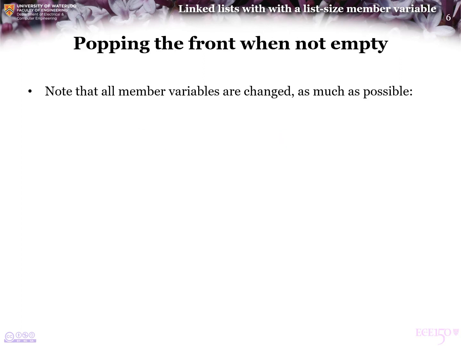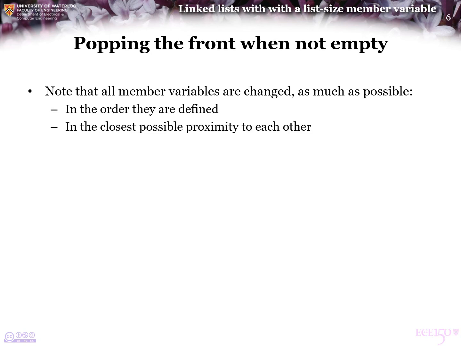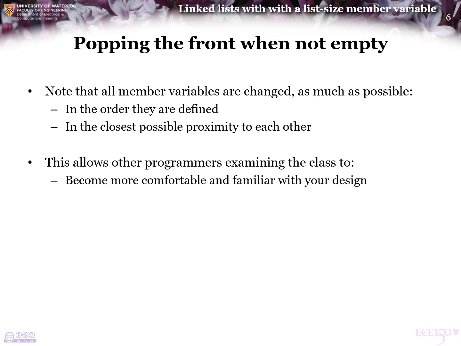Now, note in the changes that we just made that all member variables are changed as much as possible in the order in which they were defined in the class definition and as close as possible to each other. So changes are not made in significantly different locations. This allows other programmers examining your class to, for example, become familiar and comfortable with your design. In your class definition, you have declared the member variables in a specific order, and then throughout your code, you update those member variables in the same order or as close as possible.